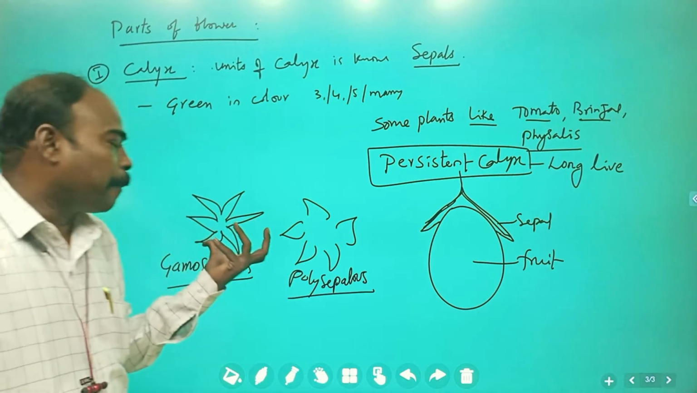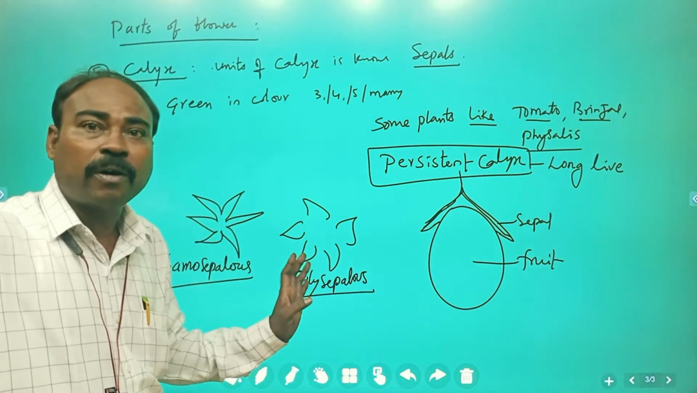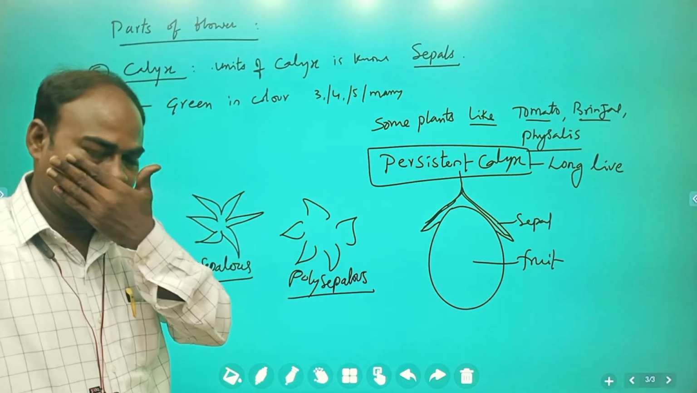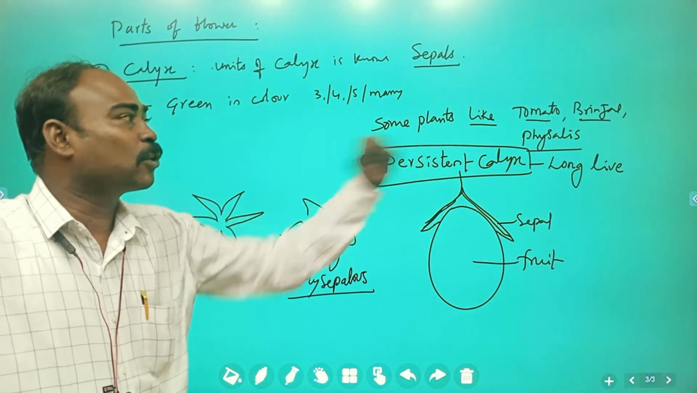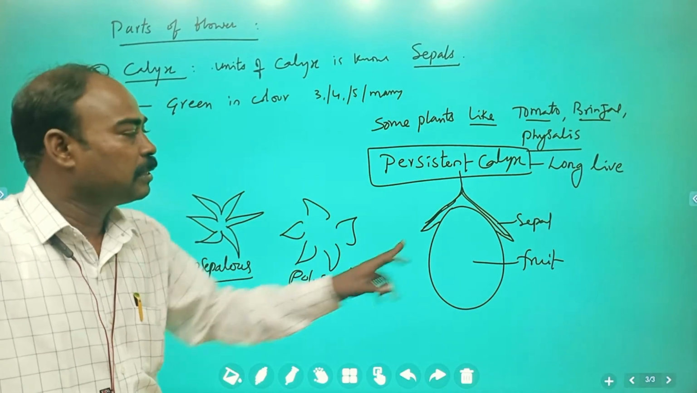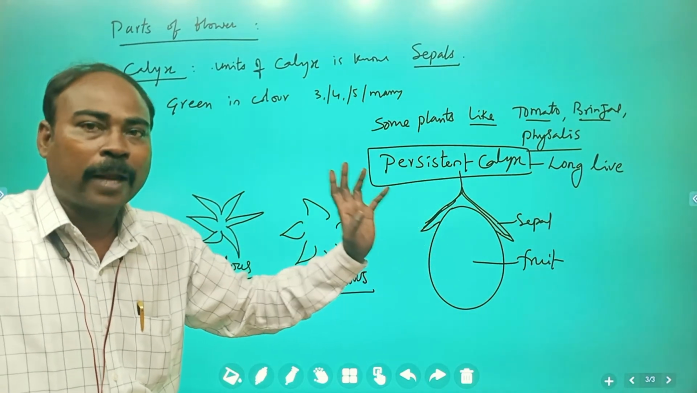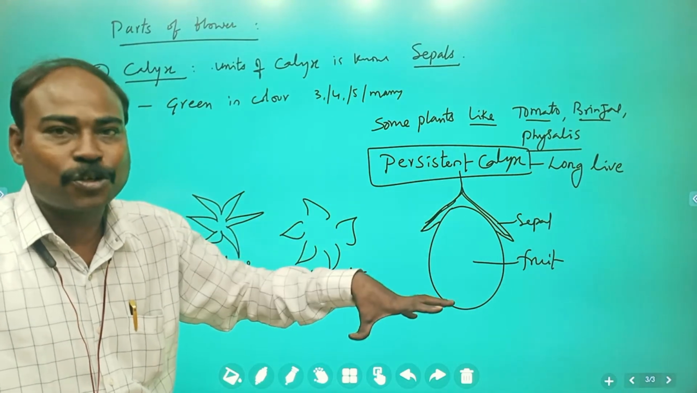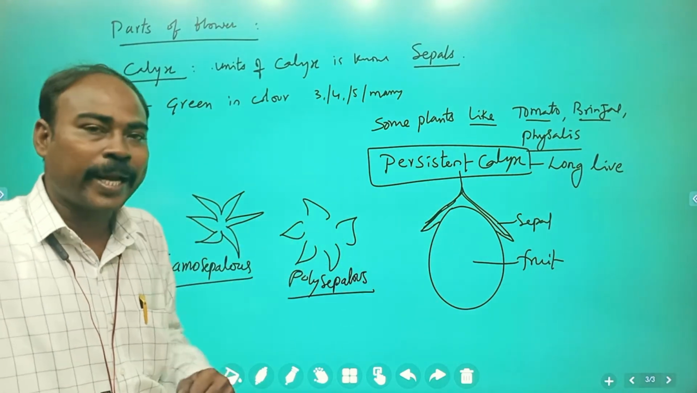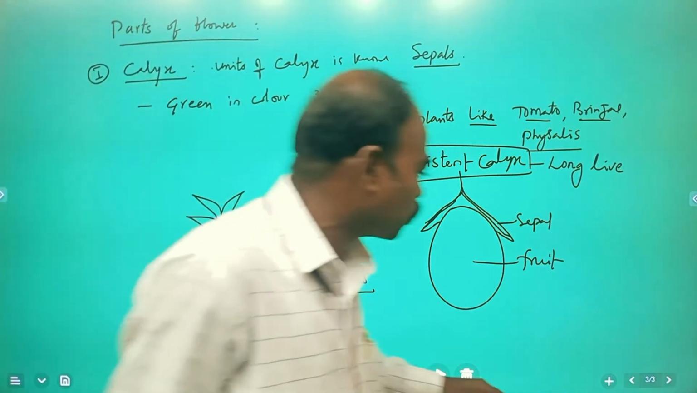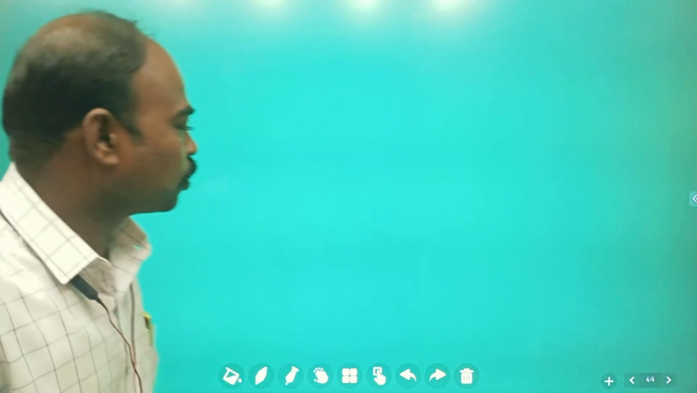Generally, the sepals wither off or fall off after fertilization in the majority of the plants. But in some plants like tomato, brinjal and physalis, the sepals are long lived. Along with the fruit also, they continuously remain attached. Such sepals are known as persistent sepals. Right? That is about sepals. Next.